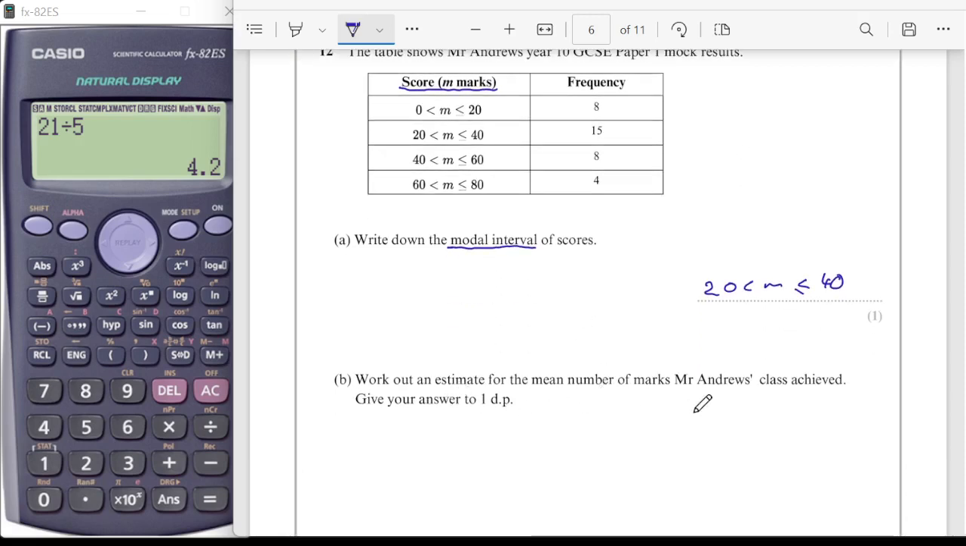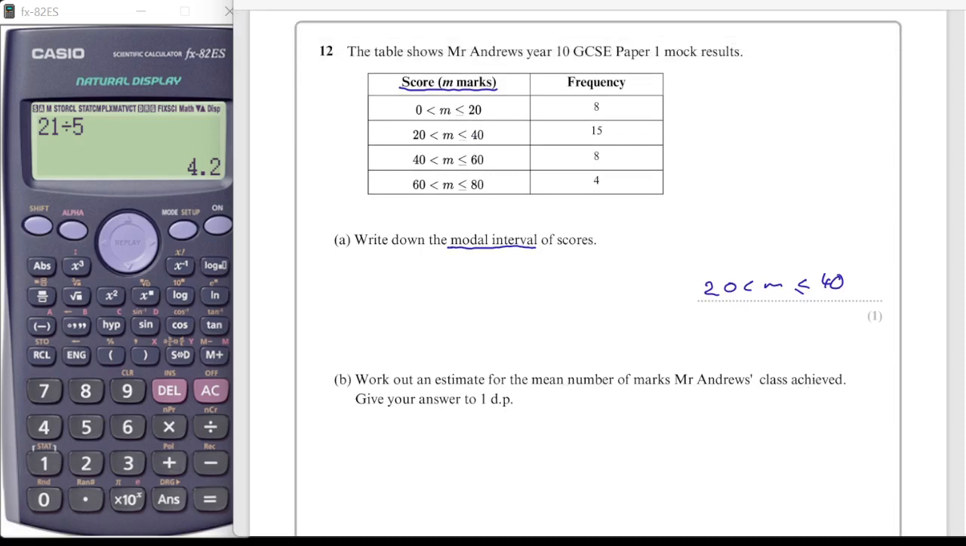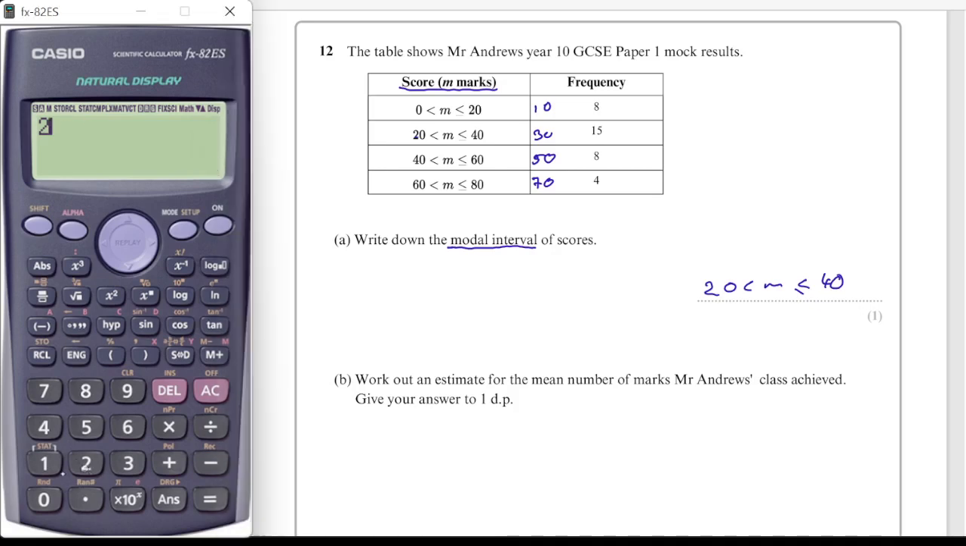Okay, work out an estimate for the mean number of marks in Mr Andrews' class achieved. So for this, I need to pick up midpoints. I'll do it up here just to show what the midpoints are. 10, 30, that's the middle of each of these groups, 50 and 70. These are quite nice ones to work out, but if you're ever unsure how to work out the midpoints, add the two numbers together and divide by 2. As a working example, 20 plus 40 equals 60 divided by 2. That's my midpoint.